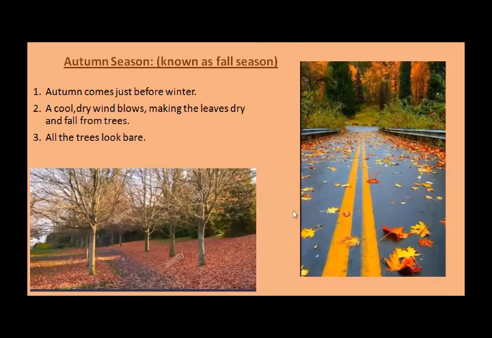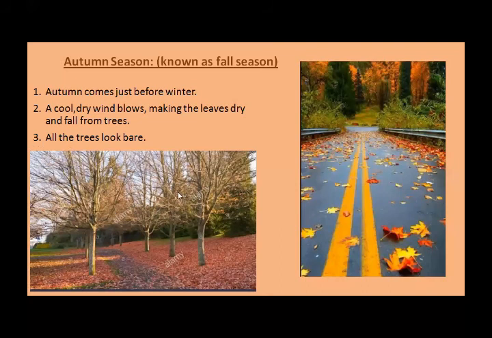trees. So all the trees look bare. Bare means without leaves. Why? Because leaves are here on the ground. The leaves have fallen from the trees and all the trees look bare. And because of the falling leaves, this is known as fall season. Autumn is also known as fall season.